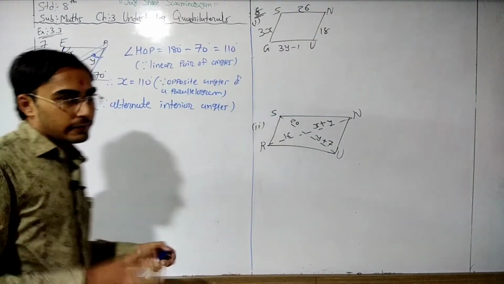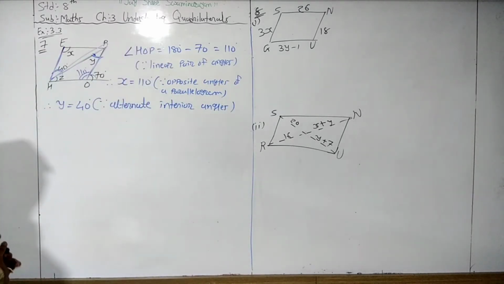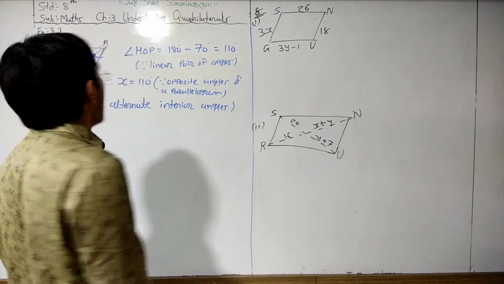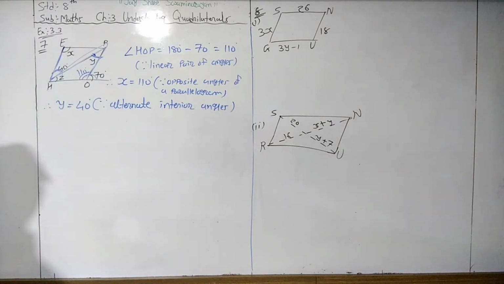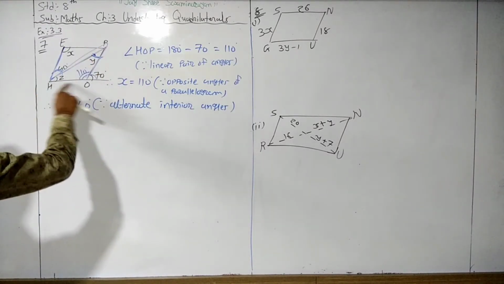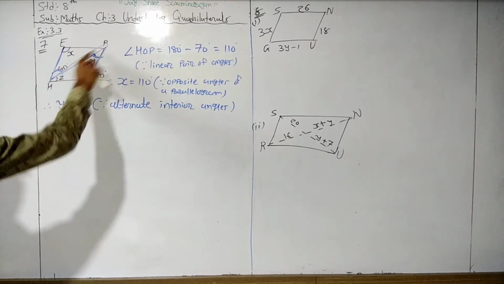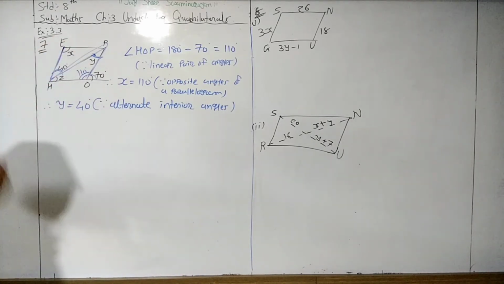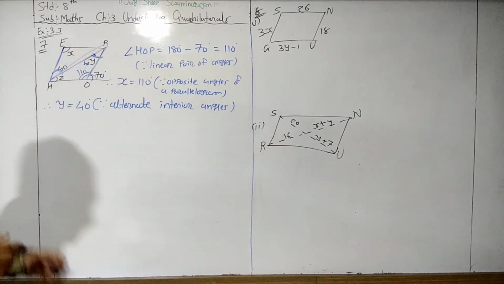Then finally we need to find the value of z. For finding the value of z we have lots of ways. What are the ways we have here? First of all, we can use the angle sum property for this triangle, because we know y is equal to 40. So from here we can find the value of z.